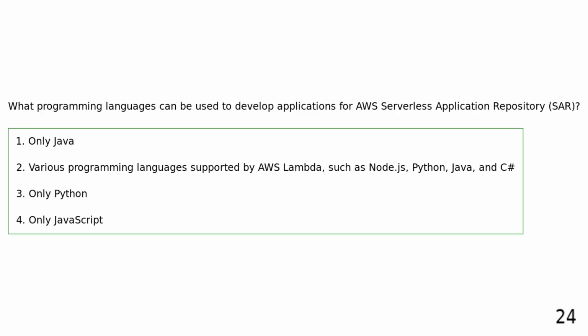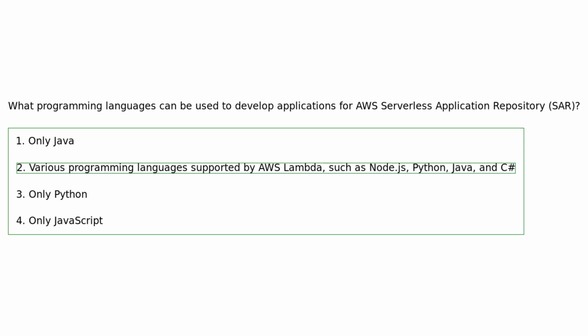What programming languages can be used to develop applications for AWS Serverless Application Repository? Only Java. Various programming languages supported by AWS Lambda, such as Node.js, Python, Java, and C#. Only Python. Only JavaScript. Various programming languages supported by AWS Lambda, such as Node.js, Python, Java, and C#, can be used to develop applications for AWS Serverless Application Repository.